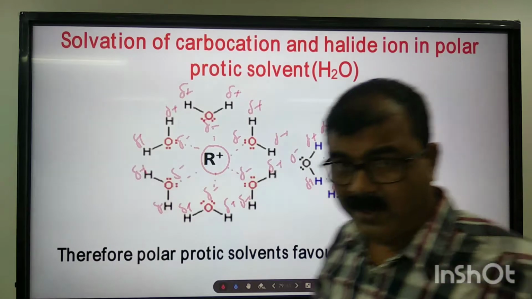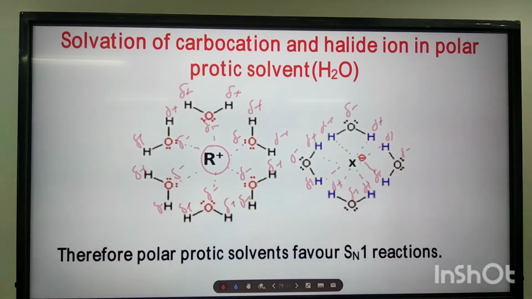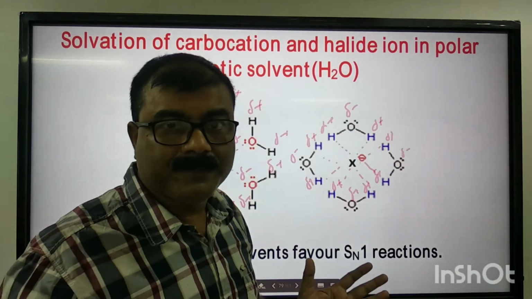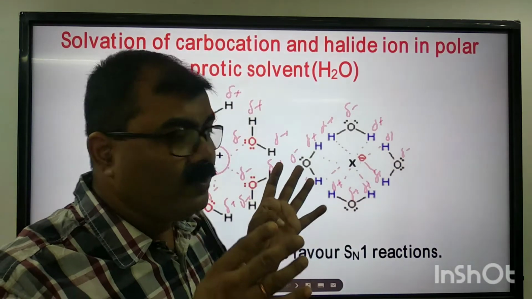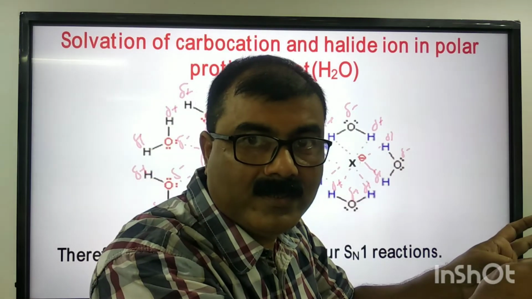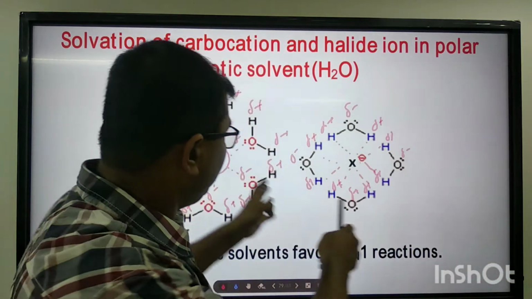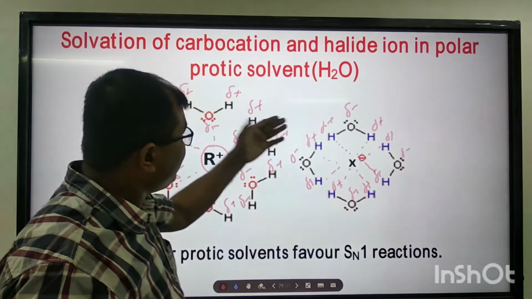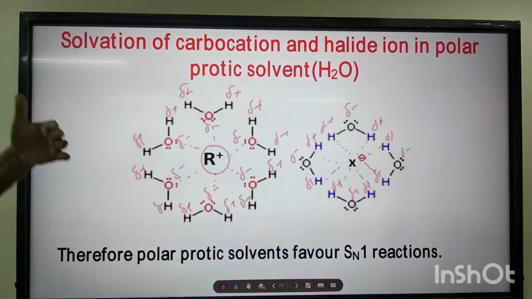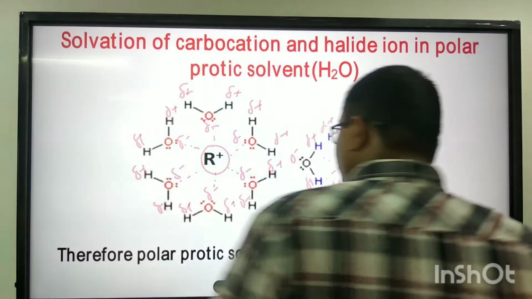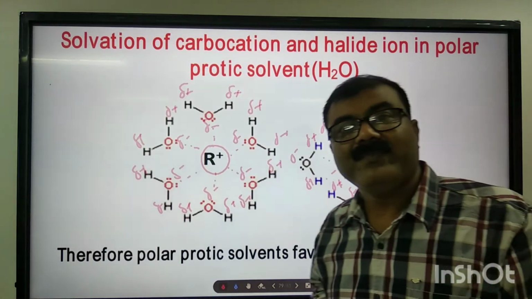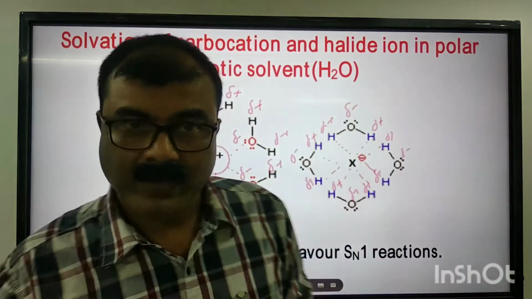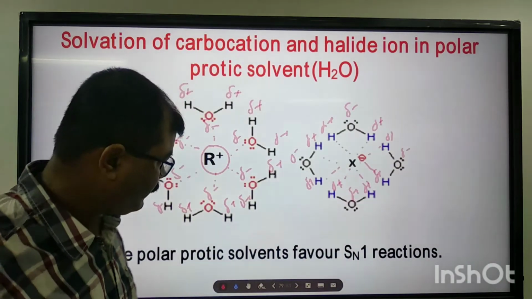You can compare it. Now, our main point: both cation and anions are solvated. So reactions move in the forward direction. Carbocation is stabilized as well as halide ion is stabilized. That is the reason that polar protic solvent always favors SN1 reaction. Is it clear, my dear students? All right?